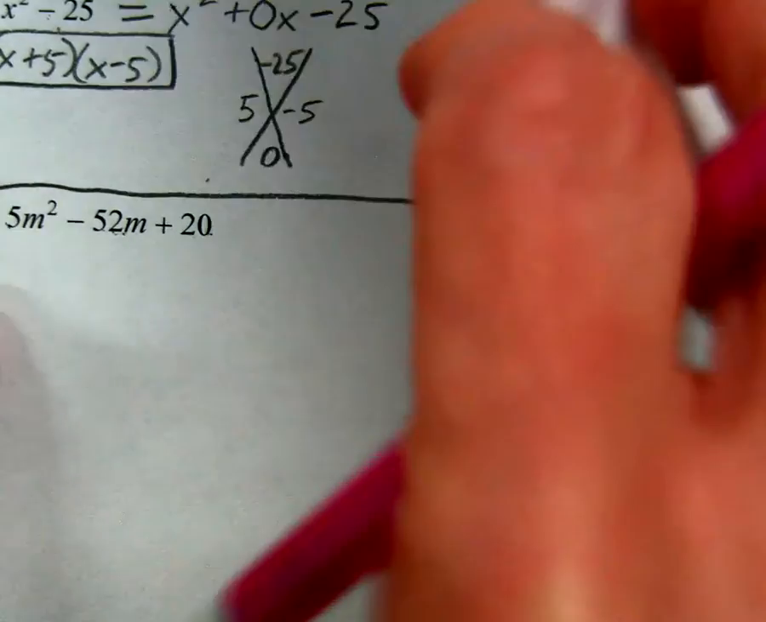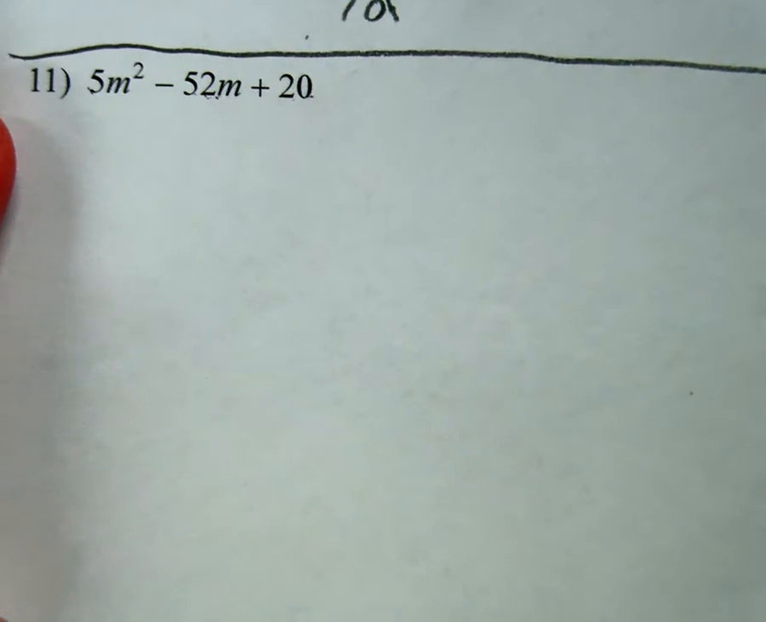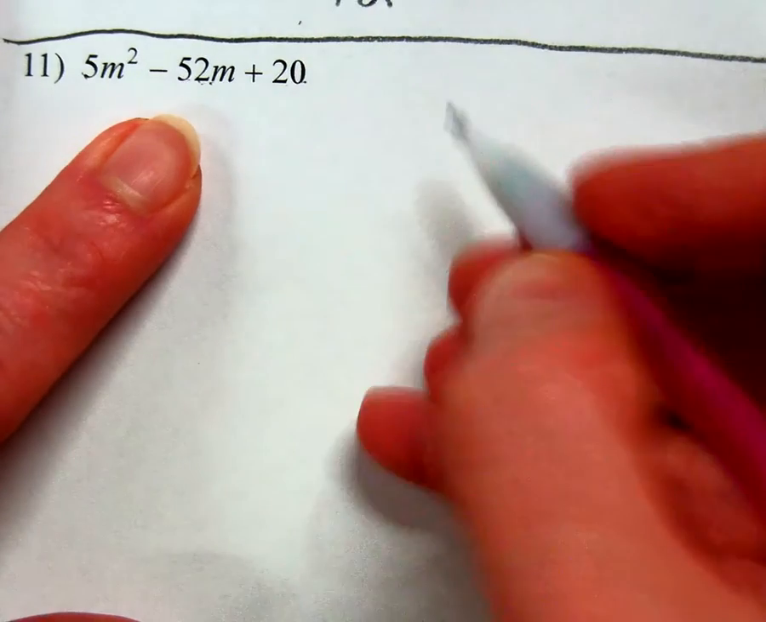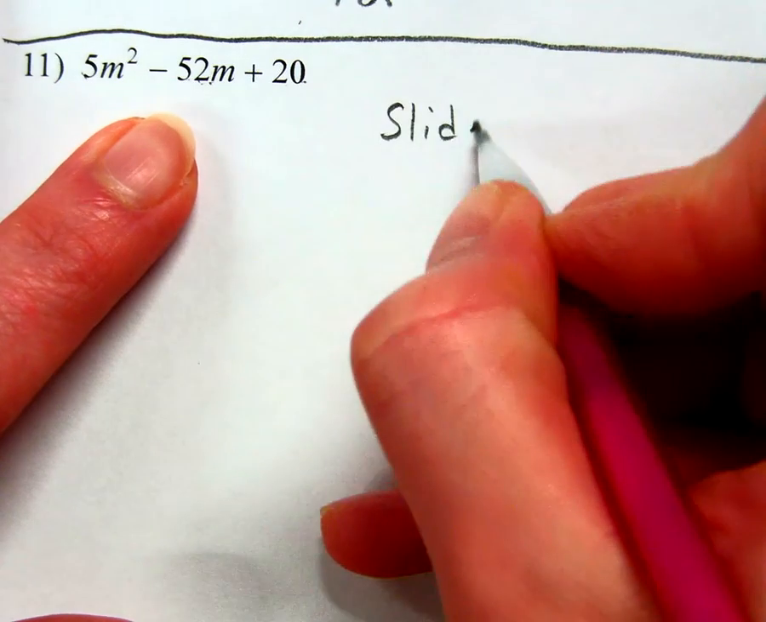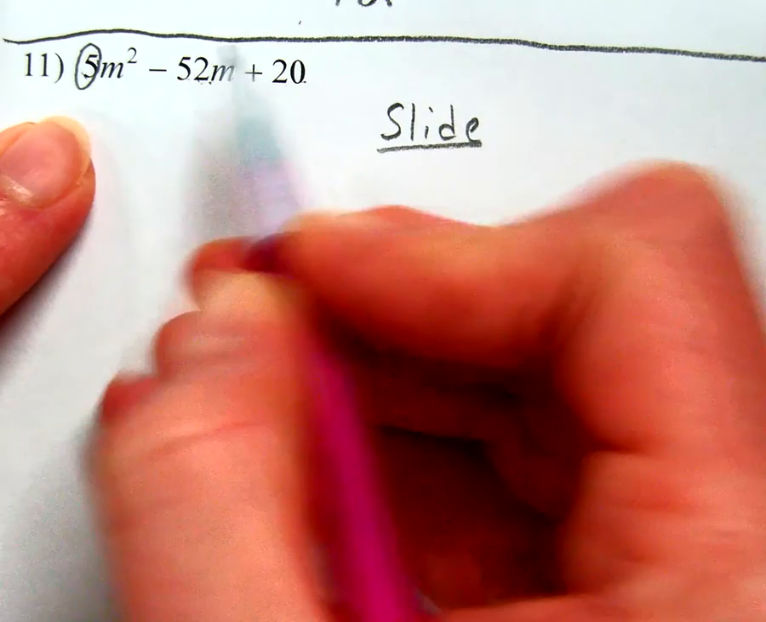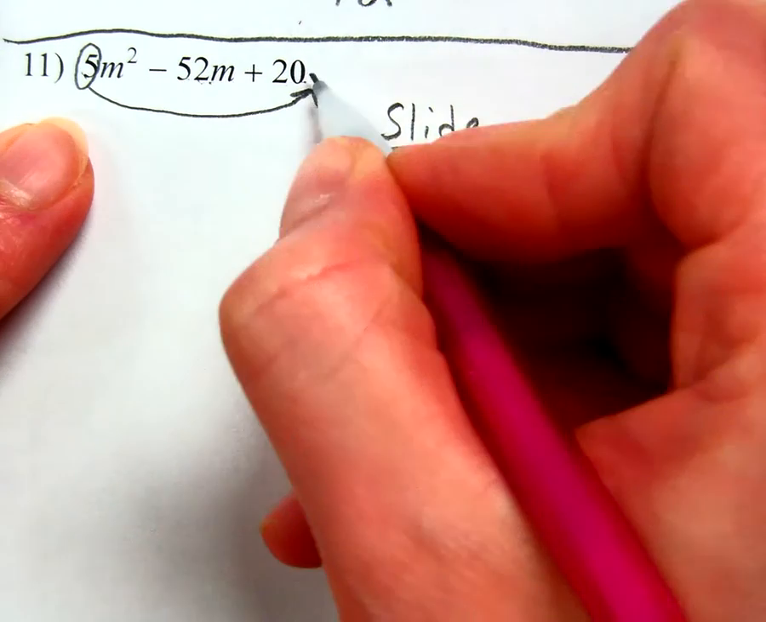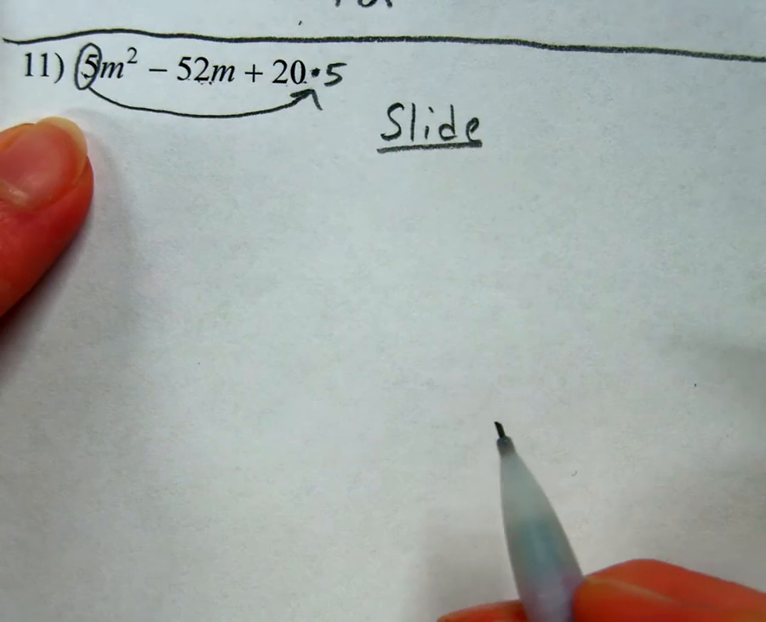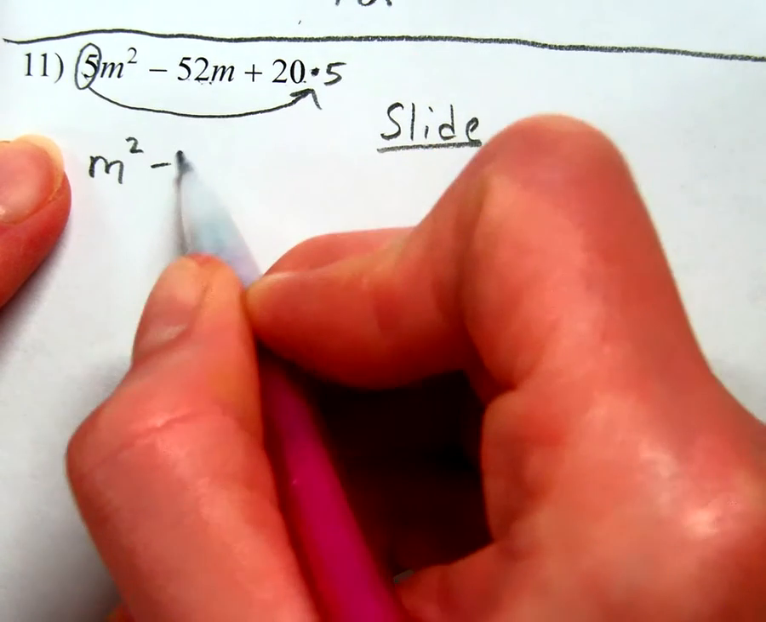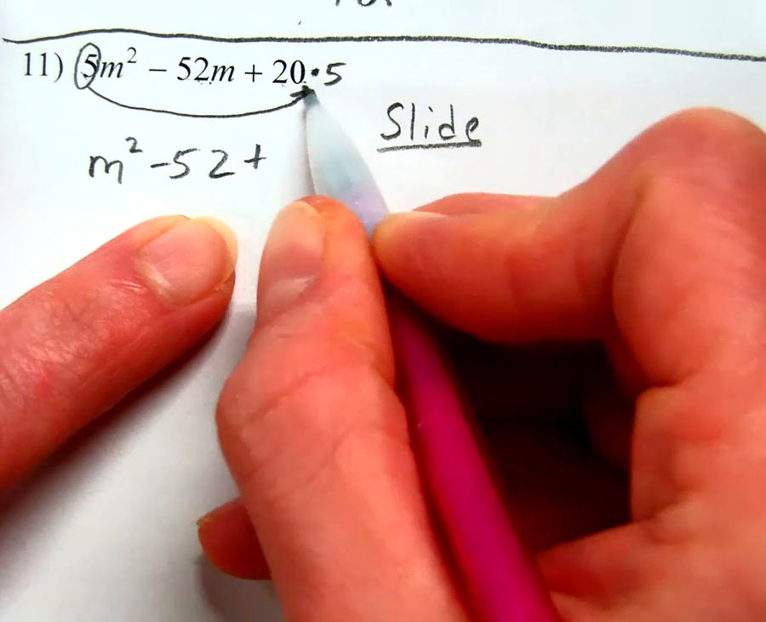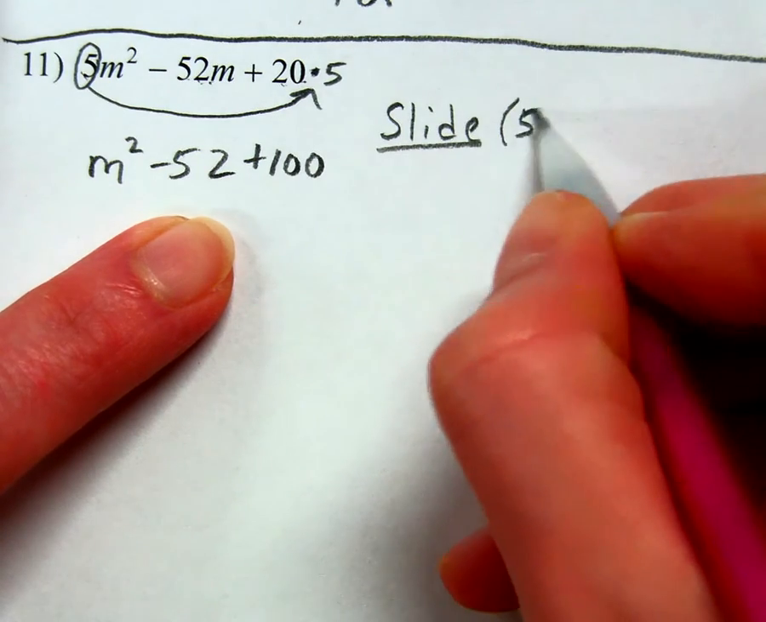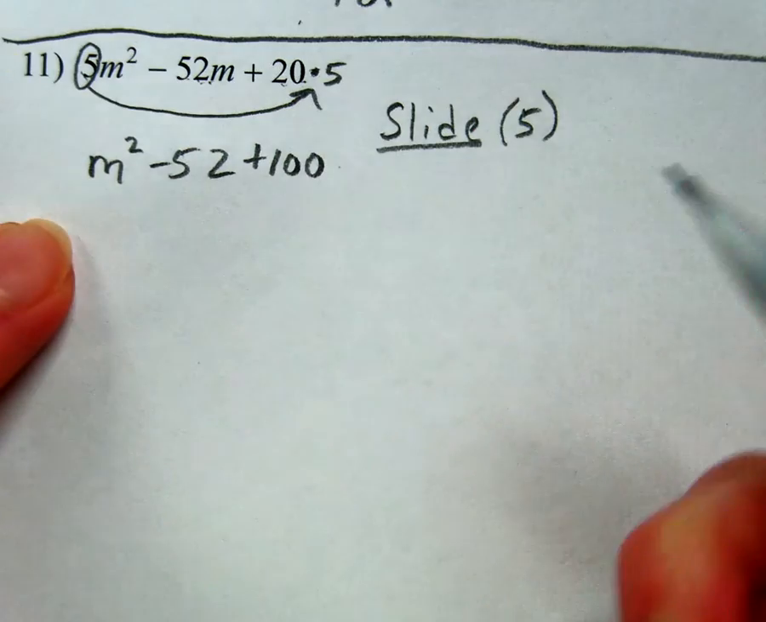So last year we experimented a little bit and came up with a shortcut for these. And there's a process that I'm going to write as we go down the side. The first step is called slide, which basically means you're going to take the first coefficient, that 5, and we're going to slide it down to the end and multiply it by this 20, and we'll rewrite it. So I'm taking that 5 off the beginning, so m squared minus 52m plus 20 times 5, which would be 100. So next to the slide you might write 5. So we slid the 5 down there.